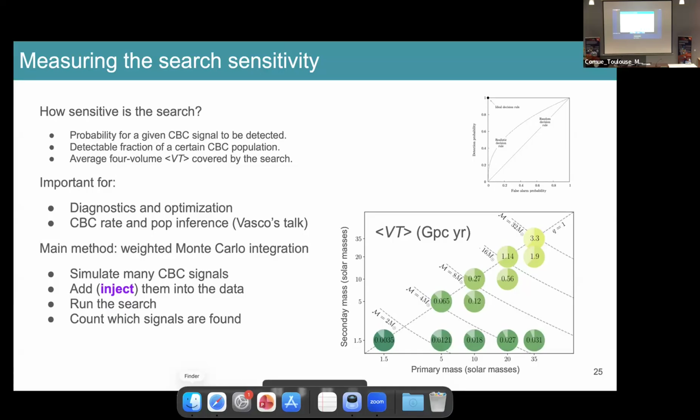And the main method here is that we take a population of CBC signals, we simulate the signals, we add them into the data, which we call injection. We run the search again on this modified data with injections, and we count which injections we find. And then we divide by the total, and we know our detection efficiency. And here you can see an example. So for each dot here, we have simulated many, many signals, thousands of them, at these particular values of the masses. And we have calculated this VT quantity, which is essentially the amount of universe that we can monitor with our search. And this allows us then to calculate the rate of mergers.